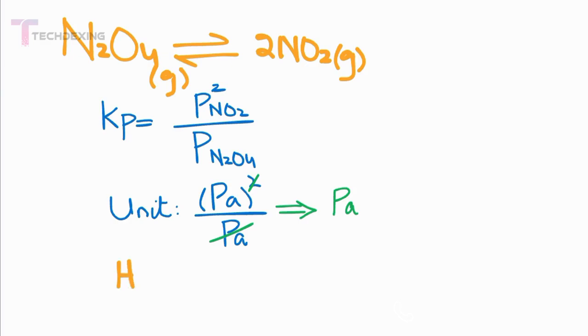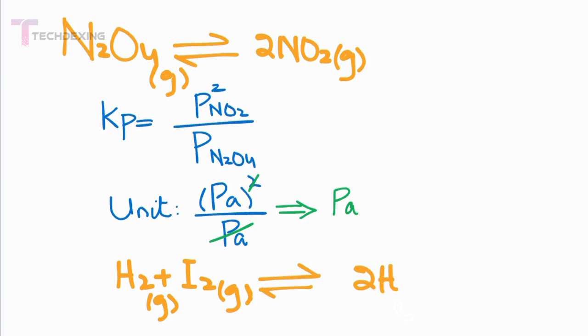One more equation can be written here. H2 gaseous plus I2 gaseous, it would give you 2 hydrogen iodide in the gas phase.